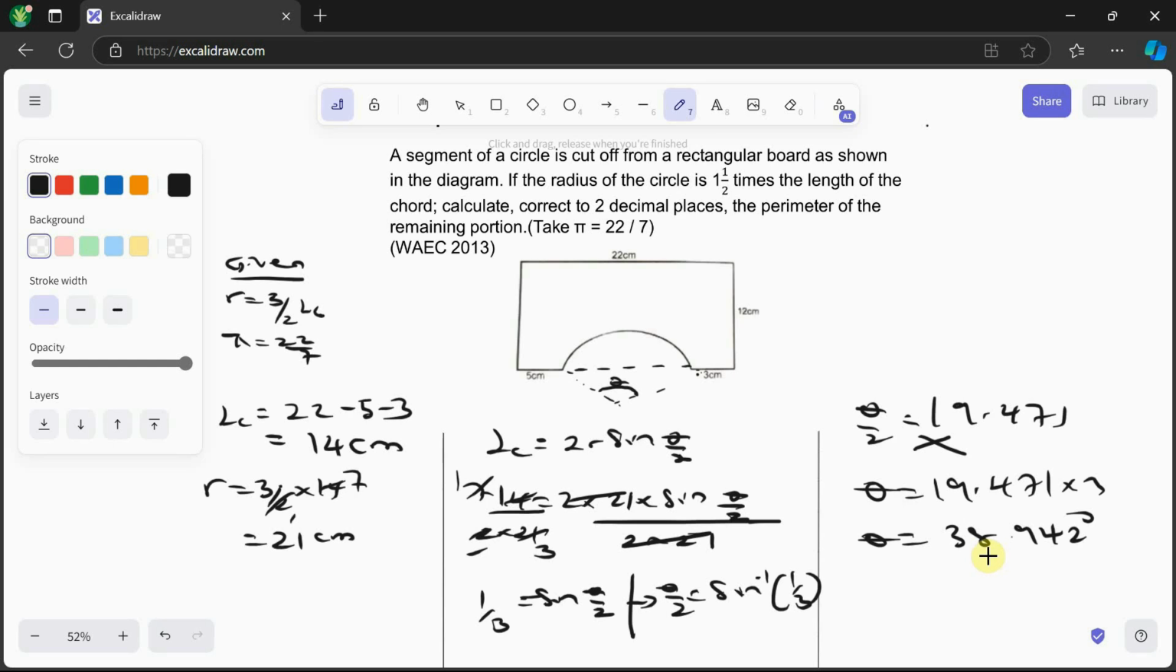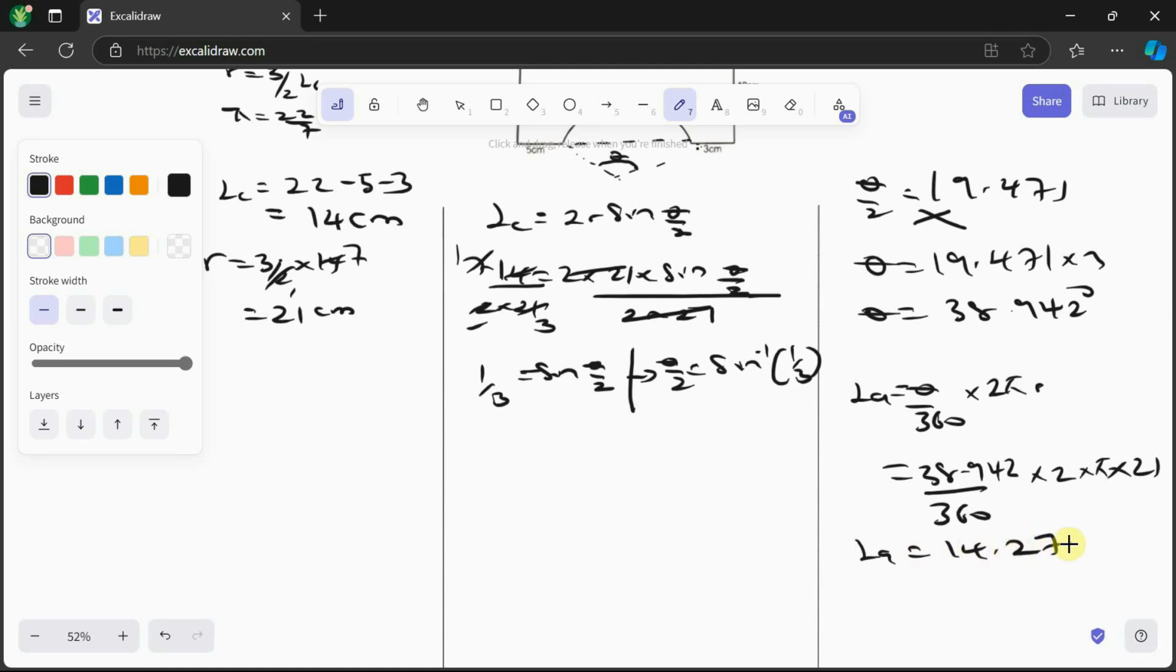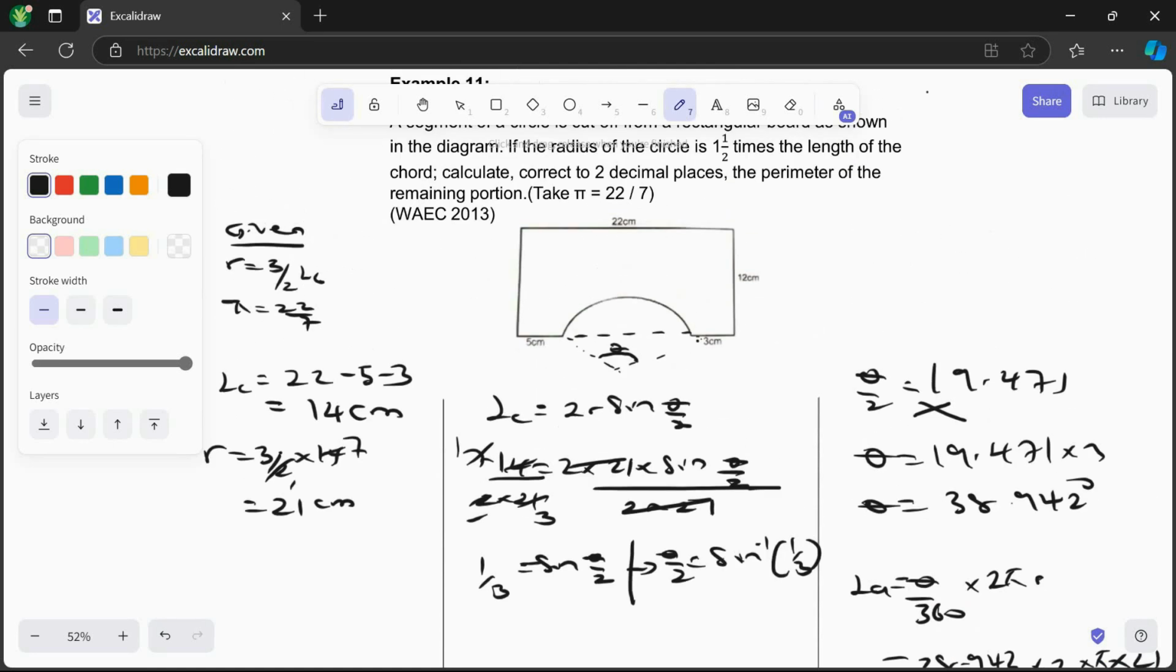So if we want to find the length of the arc now, we can say the length of arc is equal to theta over 360 times 2πr, which will be equal to 38.942 all over 360 times 2 times π times 21. Our r is 21. So I just plug all of this into my calculator. So this is divided by 360, multiply this by 2, multiply this by 22 over 7, multiply this by 21. So my length of arc is 14.279 centimeters. So I know what the length of arc is.